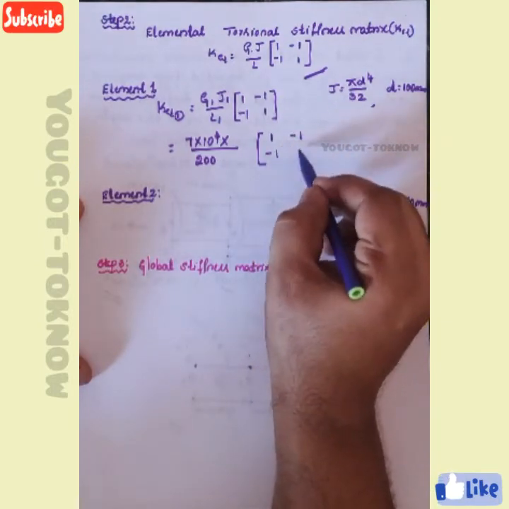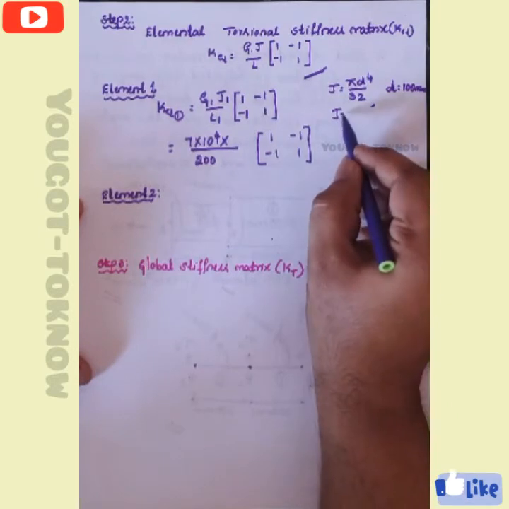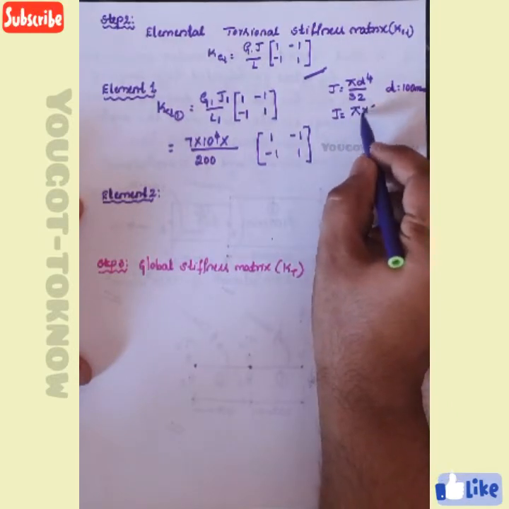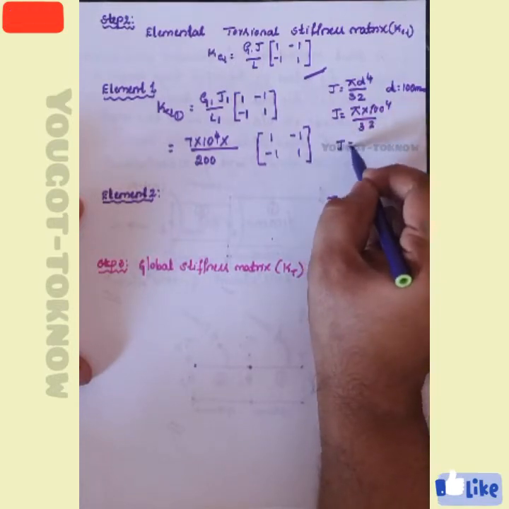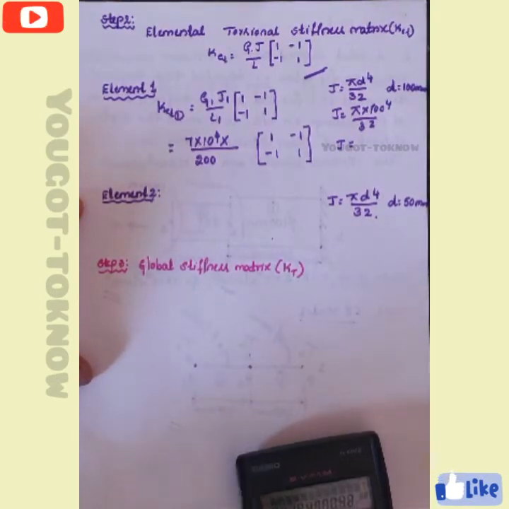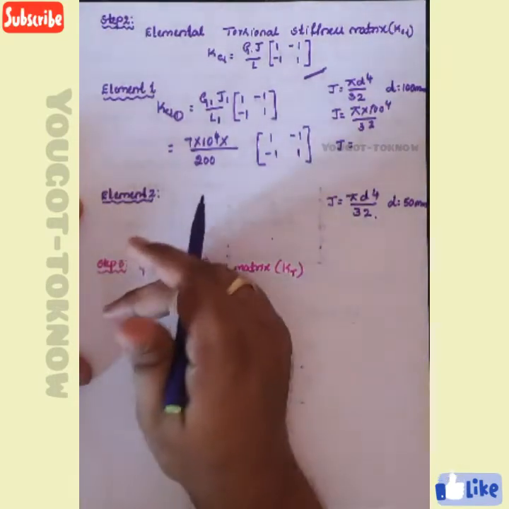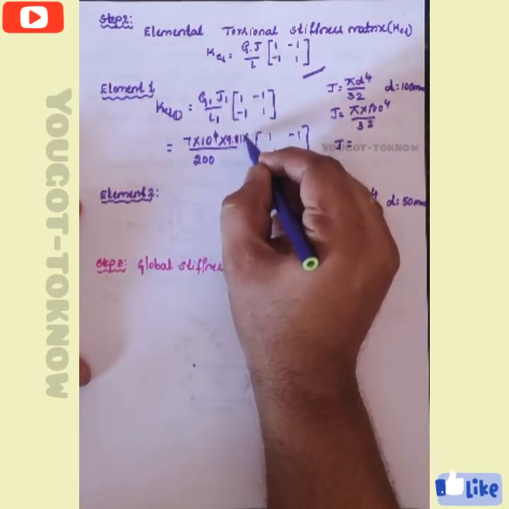Now how to calculate J? Because the diameter of the shaft is given. J is equal to pi to the power 4 by 32, that is pi into 100 to the power 4 divided by 32. Now calculate what J is first. 100 to the power 4 divided by 32 into shift pi. See, the answer is 9.817 into 10 power 6.